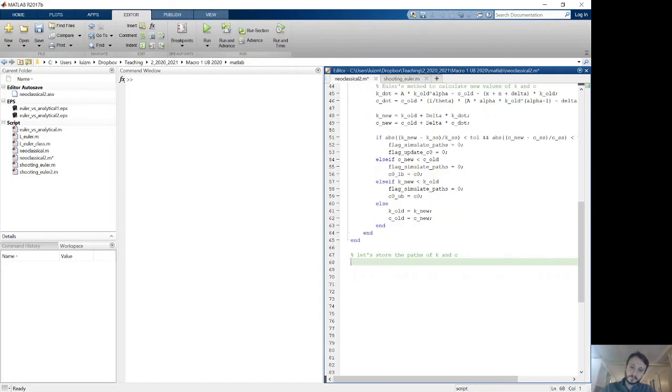Okay, so let's call k path, and initially I will define it as a number. So k path is k0, the initial capital, and c path is c0. But what we will do, we will add one new column to this vector at each iteration. So this is a number, but then it will become a vector with 2 columns, then 3 columns, then 4 columns, etc.